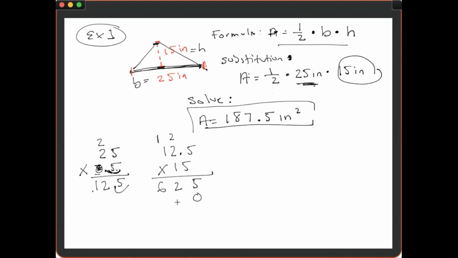1 times 5 is 5. 1 times 2 is 2. 1 times 1 is 1. So now you add them, right? Make sure they're all lined up so you won't get lost. And you get 1,875. If you put that as an answer, it's probably going to be marked half correct because you're not really finished. You have to look at the decimal placement. There's one decimal placement here. There's none here. So you're going to move 1 to the left. You do that, and there you go, 187.5.